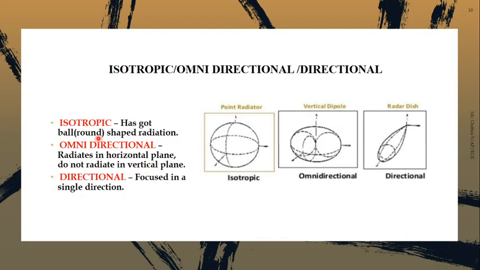And to summarize, an isotropic pattern will radiate equally in all directions, which means the total spherical, the round shape, will be totally covered. So the radiation will have a round or ball shape. Omnidirectional means it will radiate only in the horizontal plane. In vertical, there will not be any radiations. And in a directional pattern, only in one direction there will be maximum radiation. So it is focused on one single direction, and in the other directions there will be minimal or zero radiations. This is what we mean by directional patterns.